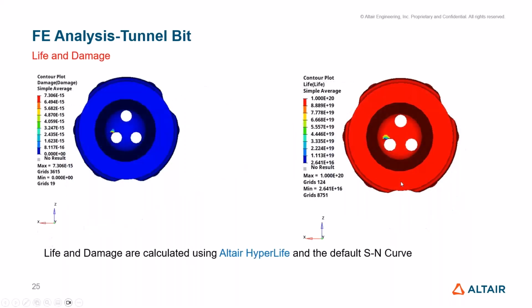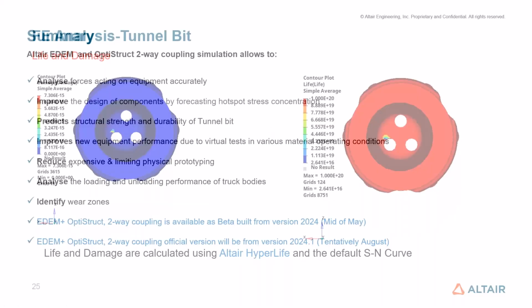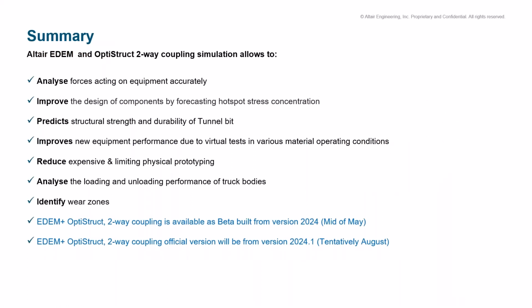To simulate life and damage, I used Altair HyperLife, which is a fatigue-based solver, and the default stress-life curve was used to predict the life. It shows higher life, almost infinite life, because the stresses are very low and the material SN curve's yield limit and endurance limit are very high. That's the reason. But the location with respect to stress and the life was matching. So to get a good correlation, we have to use appropriate material fatigue curve data.